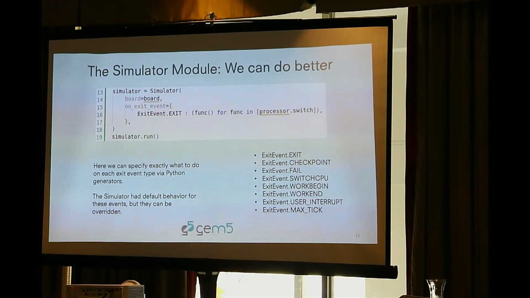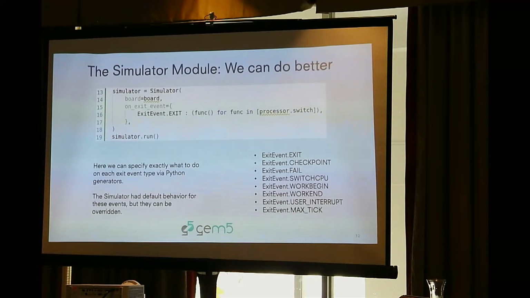The one that is easiest for everyone here to understand, because we just went over it, is exit event switch CPU, which will switch your CPU for you, right? I just didn't want to put this in this example because then we wouldn't have to run processor.switch, and it's kind of pointless.